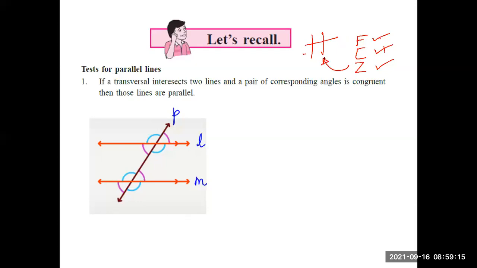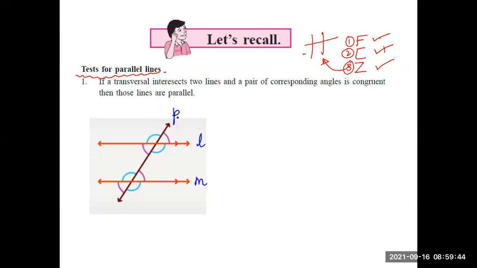The converse is: if there is an F formation, if there are corresponding angles, then we can say that the lines are parallel. So these are the three tests for parallel lines that we are going to revise now. What are the tests for parallel lines? The first one says: if a transversal intersects two lines and a pair of corresponding angles is congruent, then those lines are parallel.